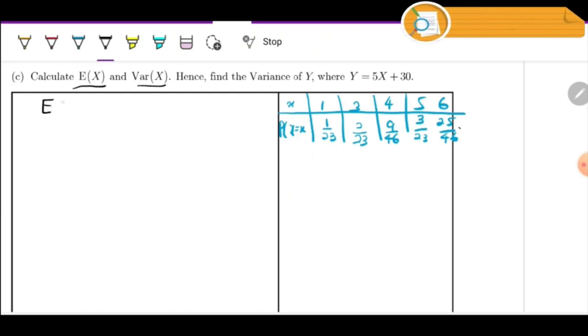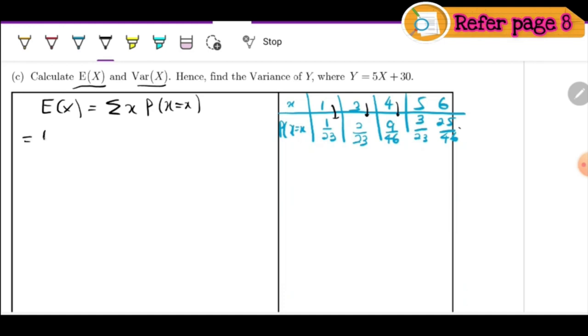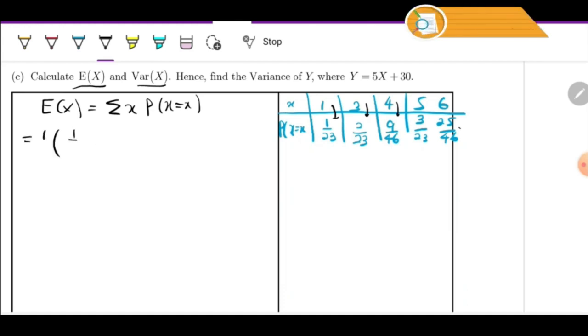So remember, the formula for the expectation of x is the sum of x times the probability. It means you must multiply x with the probability, and we start from x equals 1. So 1 times the probability, which is 1 over 23.